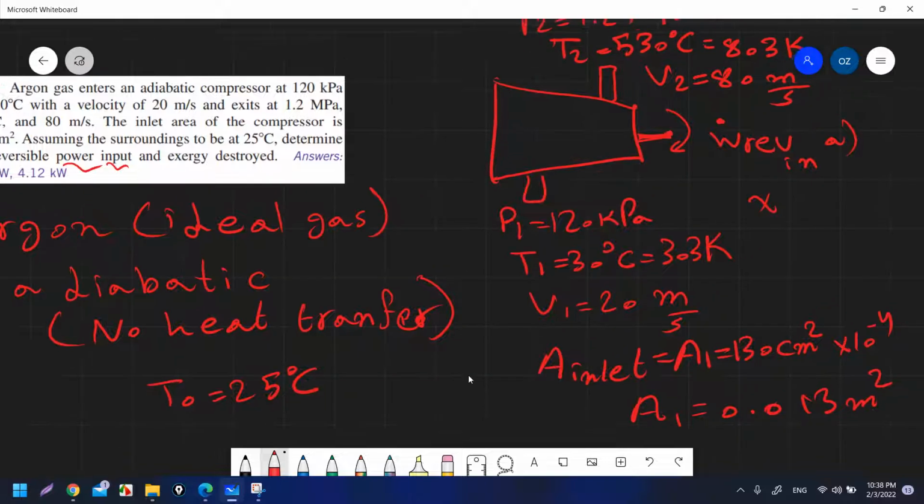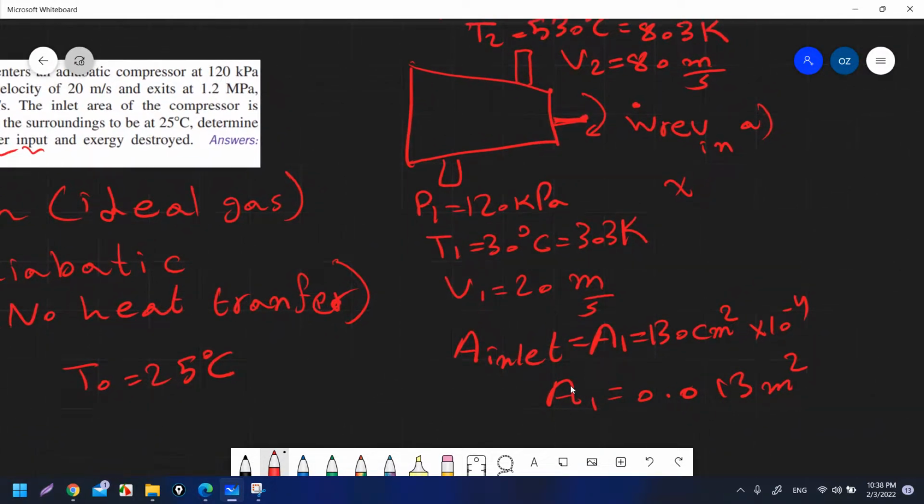The question is in rate form, and I have the area. If you are given the area, expect that you will need the mass flow rate in the system. We will see why. So here he wants the rate of exergy destroyed.